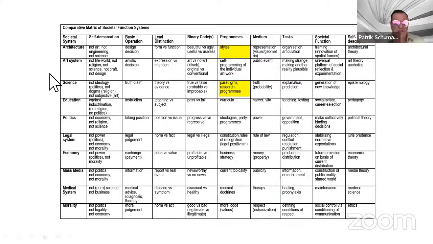But here you can see as well, for instance, in education, the programs are the curricula, which keep shifting historically. There are the ideologies of party programs or manifestos in the political system. In the legal system, it's things like the constitution and the system of statutes, etc.